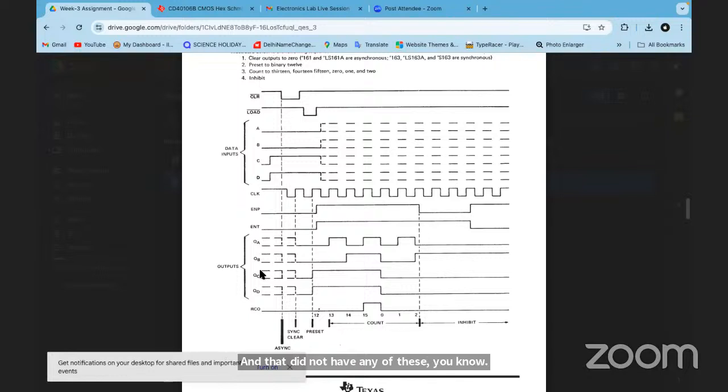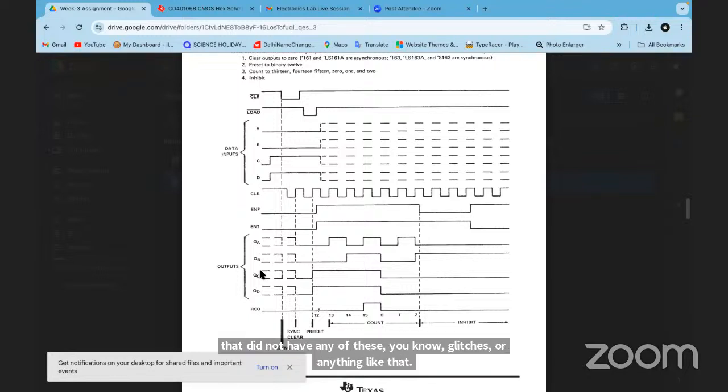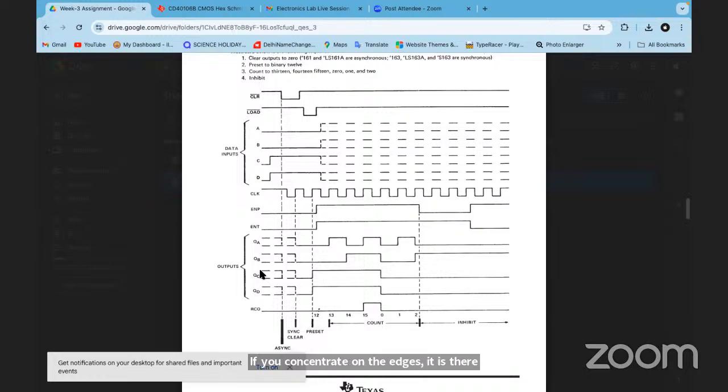If you concentrate on the edges, it is there, sir. I have captured it. I will attach it in my report also. Yeah, please do that. I'm very firm. I'm quite confident that this is something like that. It's more to do with it. No. There's one more reason.